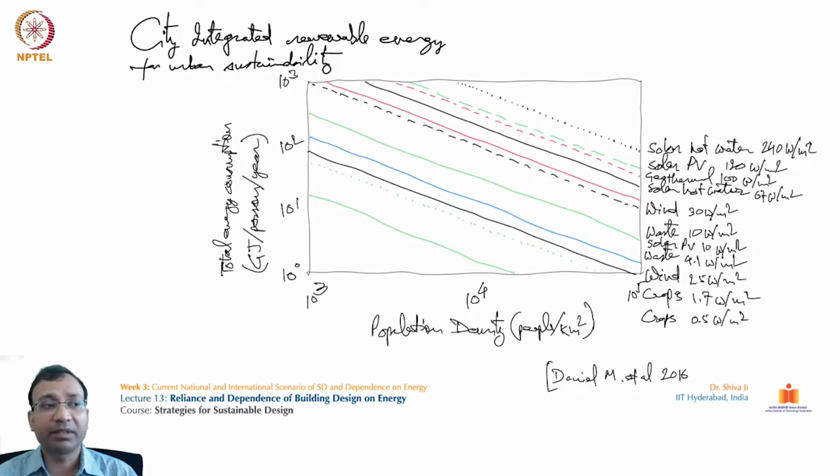Let's see how this happens in city-integrated renewable energy for urban sustainability. Here we can see the different components of a building and how much power they consume at different times of the year. There are two charts given over here: the total final energy consumption and the total transport energy per capita. The lower one talks about the per capita figure, and the above one talks about the total final energy consumption.